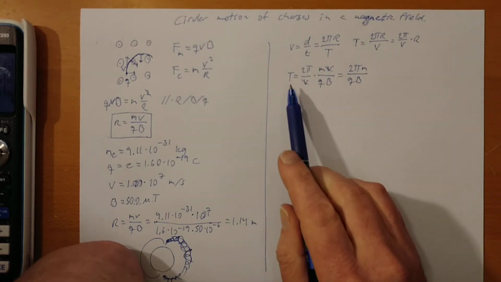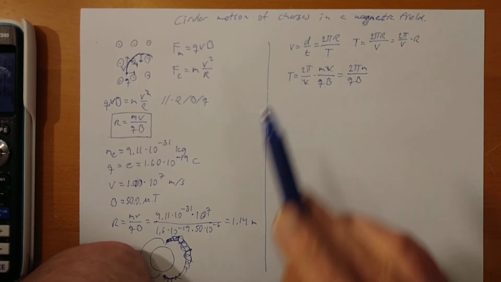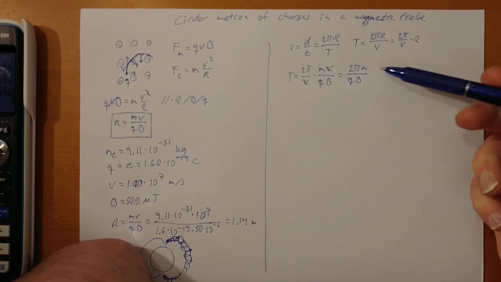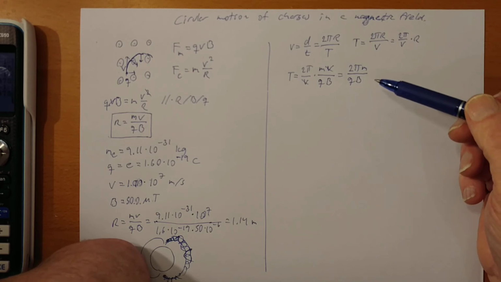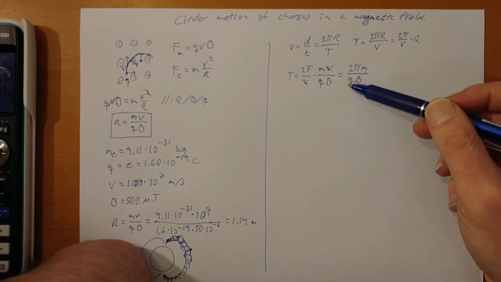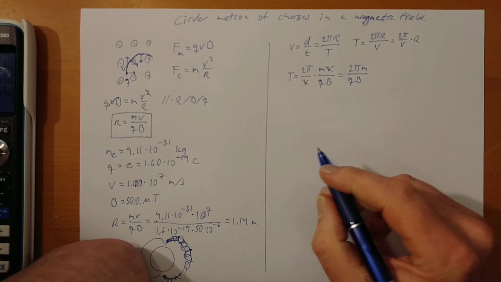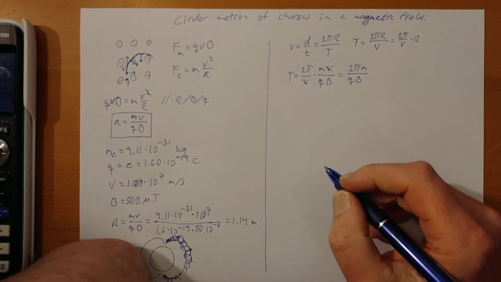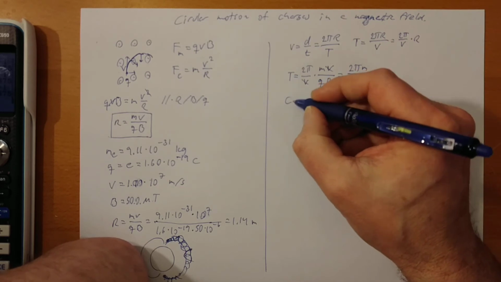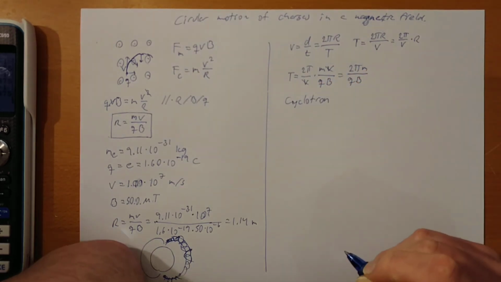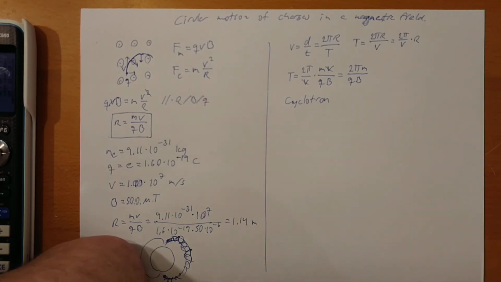And an interesting fact of that is that the velocity is cancelled away. The velocity of the particle does not matter. And the radius doesn't matter either, because that's dependent on the velocity. So only the mass, what charge you have, and what strength of the magnetic field will matter. And this is used in a kind of particle accelerator called a cyclotron. It was used, actually it is still used, but not as much as before.